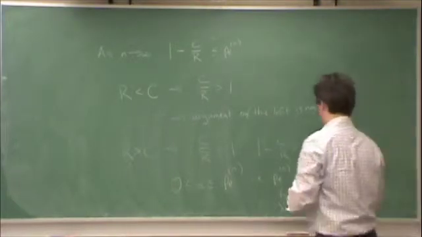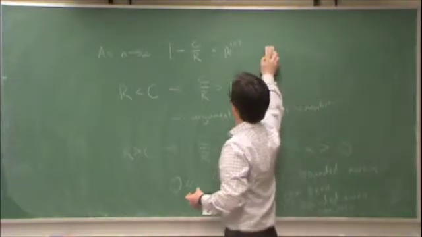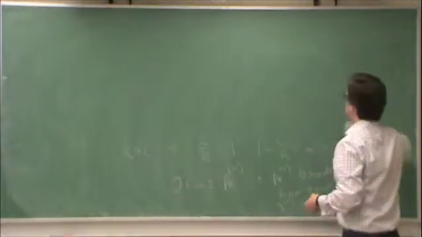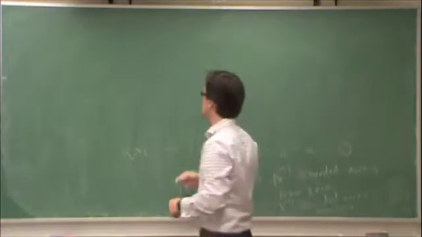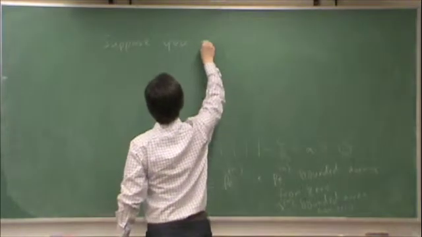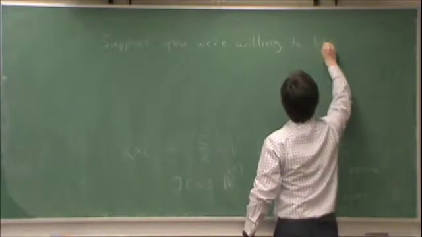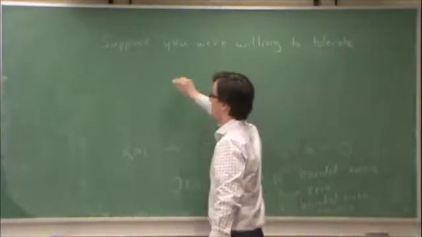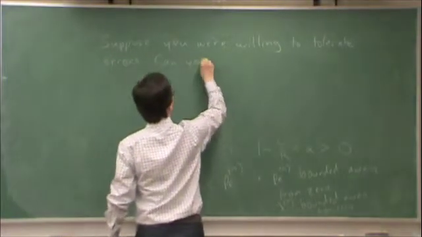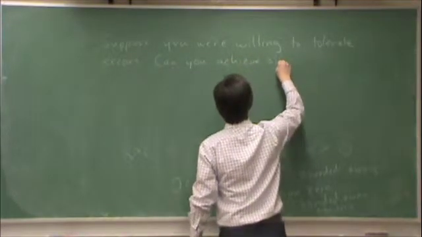I want to make one final statement here. And that final statement is this. Suppose you were willing to tolerate errors. Can you achieve a rate significantly greater than C?